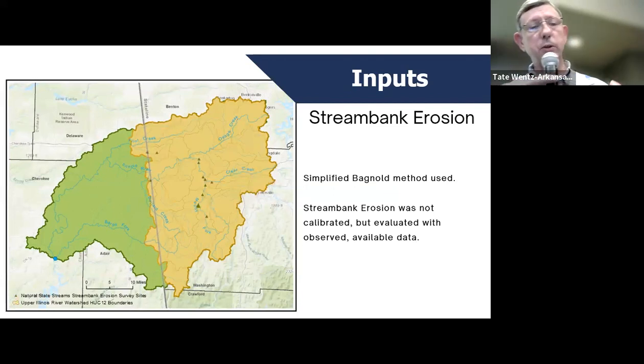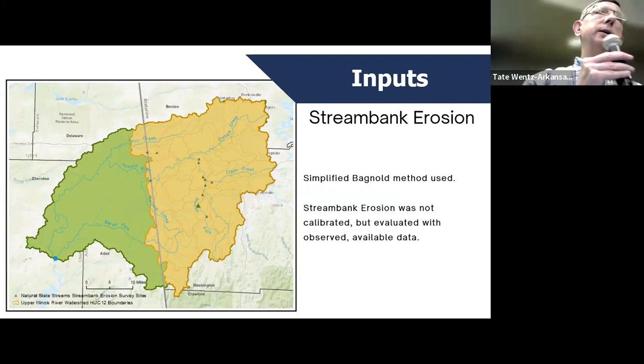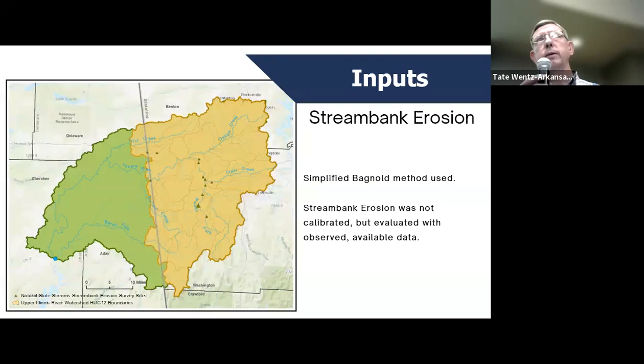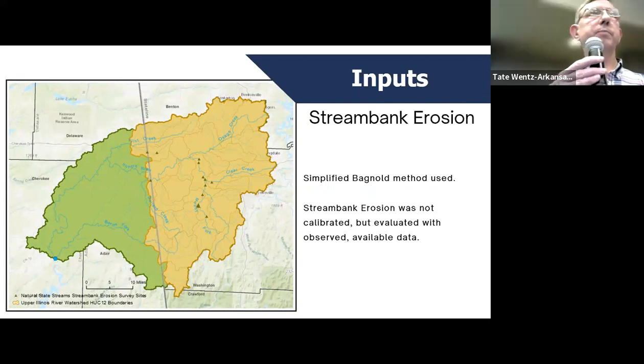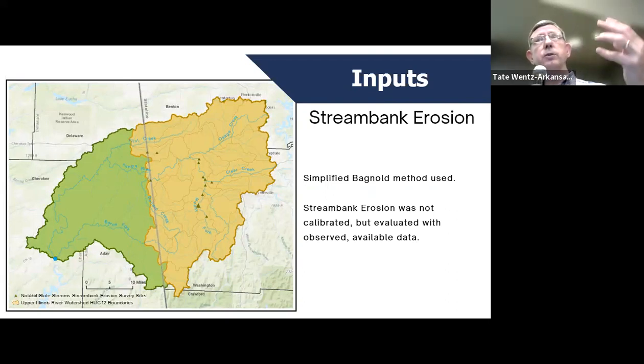Stream bank erosion is something that we do have in the model. SWAT is not a sediment transport model. It never was intended to be, and like I said, it works on a watershed scale, so it has a relatively simplified method of stream bank erosion. We are very fortunate in this watershed that we have some measurements made by the Natural State Streams Survey, which was published in 2021, so it's fairly recent. So we've got actual field measurements at the places where those triangles are shown on the map. They also looked at long stretches. Those are just the survey sites there.